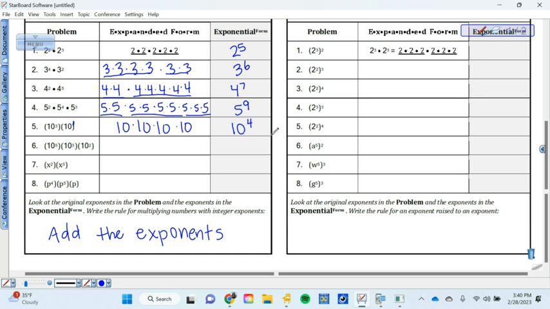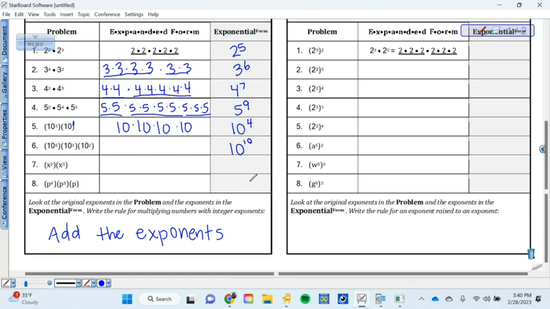What's it going to be for number 6? We can skip over expanded form now. Let's just go to exponential. What am I going to put for that one? Yeah, 10 to the 10th power, right? 5 plus 3 plus 2 gives us 10.